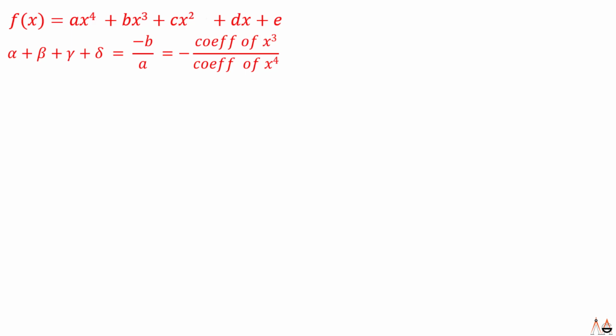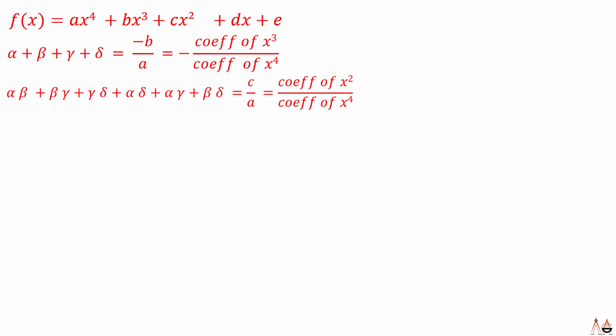So the sum of the roots is again given by minus b by a, that is equal to negative of the coefficient of x cubed by the coefficient of x to the power 4, and the product of each two of these zeros, alpha beta plus beta gamma plus gamma delta plus alpha delta plus alpha gamma plus beta delta, is equal to c by a, which is the coefficient of x squared to the coefficient of x raised to 4.